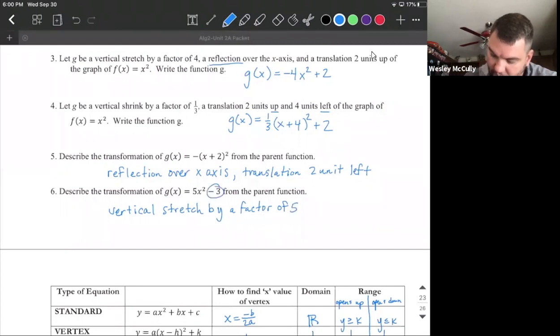And then it has this value minus 3 after the square, which tells me that it is a translation 3 units down.